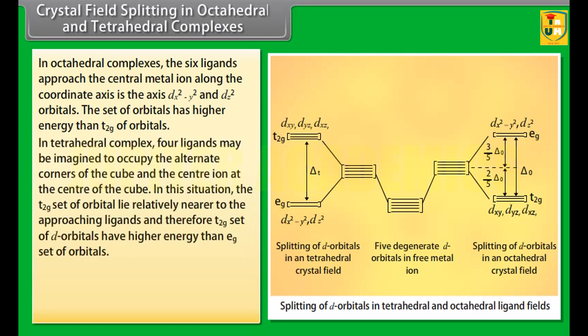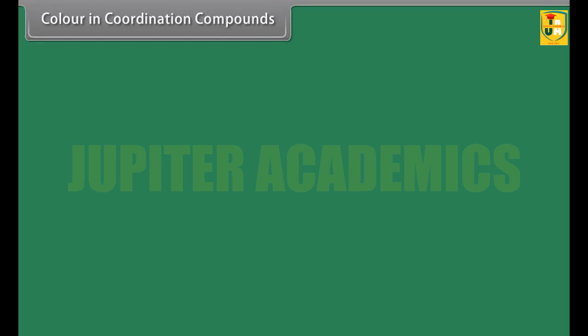In tetrahedral complexes, 4 ligands may be imagined to occupy the alternate corners of a cube, with the central metal ion at the center of the cube. In this situation, the T2g set of orbitals lie relatively nearer to the approaching ligands, and therefore the T2g set of d orbitals has higher energy than the Eg set of orbitals. The relationship between delta T and delta O is given by delta T is equal to 4 by 9 delta O. Color in coordination compounds.